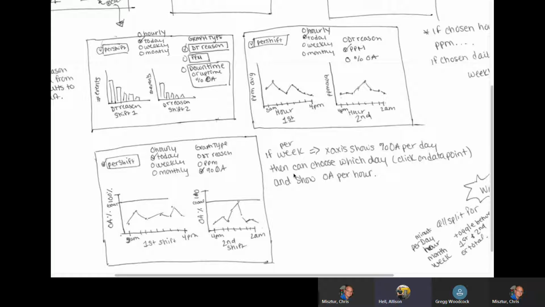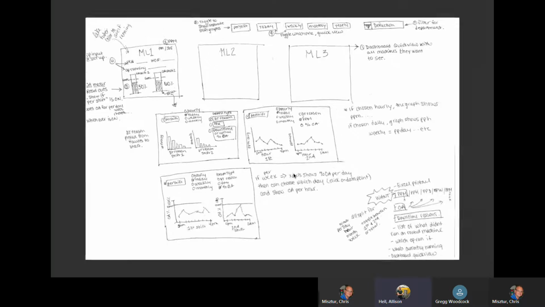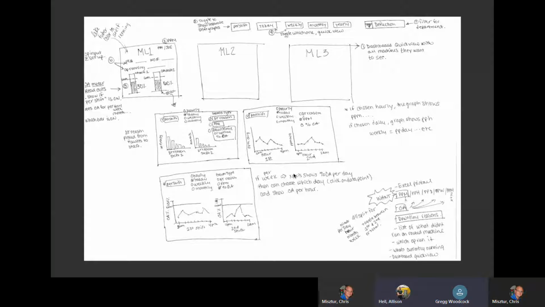So we want it to be where the supervisors can look at all of their machines and see their OA, and they can toggle it at a macro level if they want, per shift, whatever. Then they can click those graphs and it opens up the options to show the downtime reason, the PPM graph, or the OA. And then they can go from there and pick which ones they want to see.